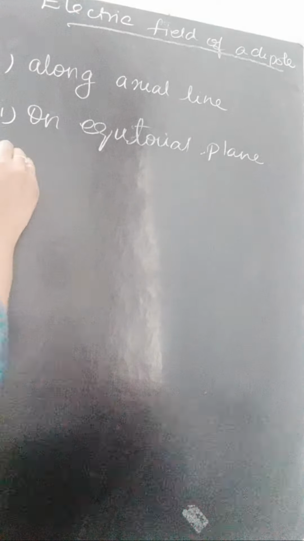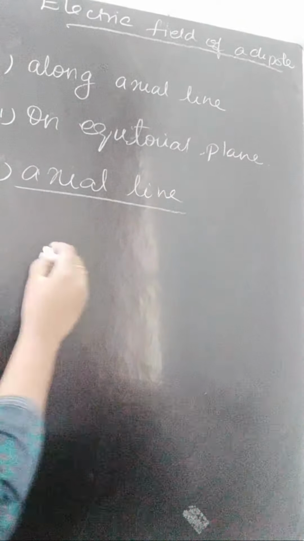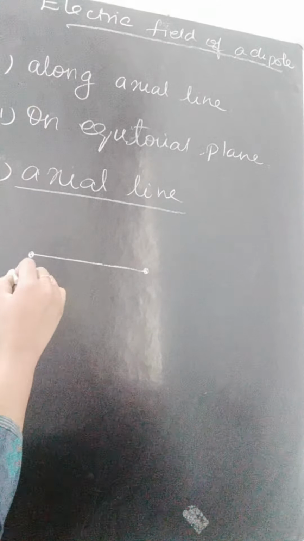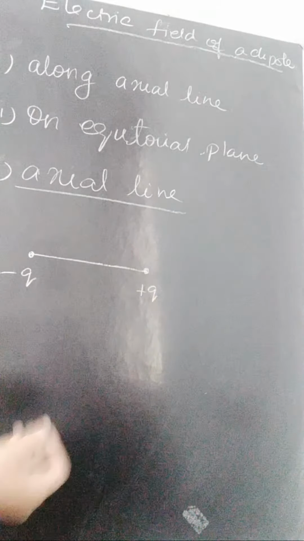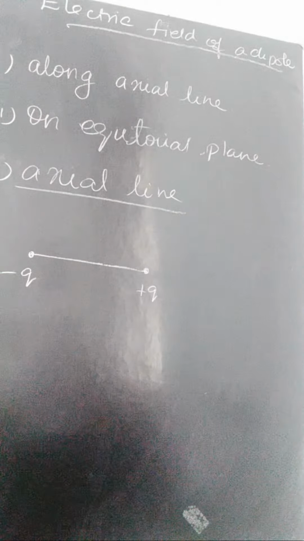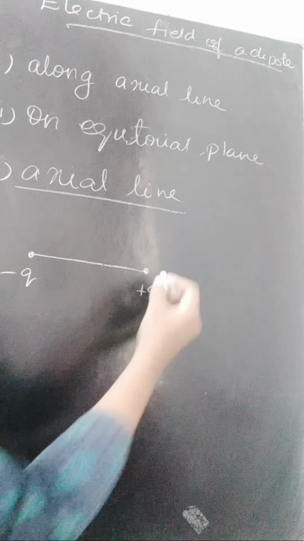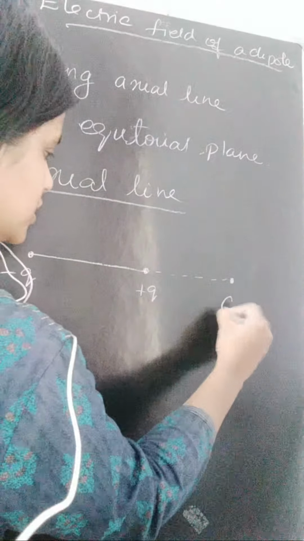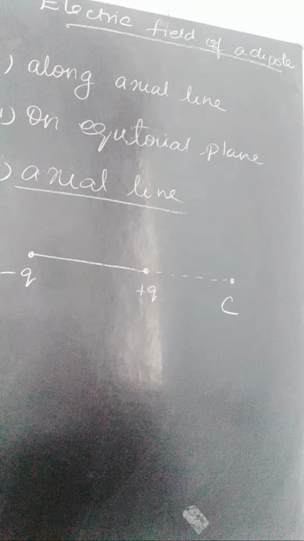So the first one is the axial line. I am taking the test point which lies along the axial line of the dipole. So this is my dipole. Here I am taking minus q and here I am taking plus q. When we draw the dipole, this is what we have taken. Minus q here, plus q here, and one point I am taking, which is test point C, lying along the x-axis of the dipole.